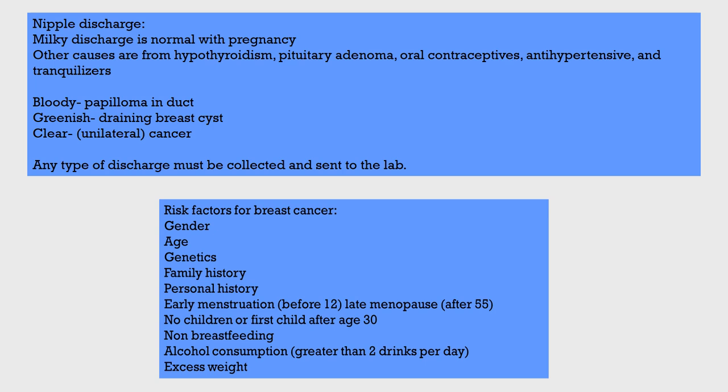So other risk factors for breast cancer, these are the main ones that you really need to know: gender, age, genetics, family history, personal history, early menstruation, if she started her period before the age of 12 or went into menopause after 55. Those are all risk factors, but those are things that we can't really change, right? It is what it is. But other sorts of risk factors: no children or your first child after the age of 30, that is considered to be a risk factor for developing breast cancer.